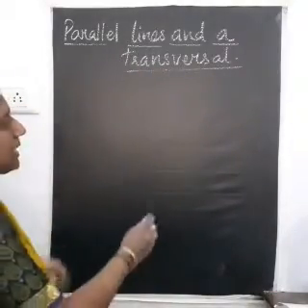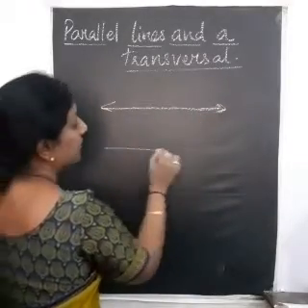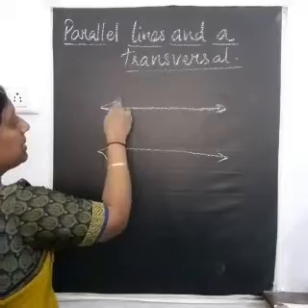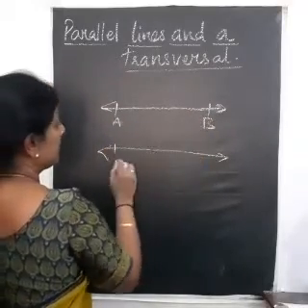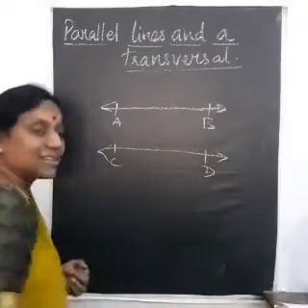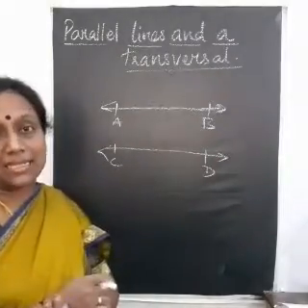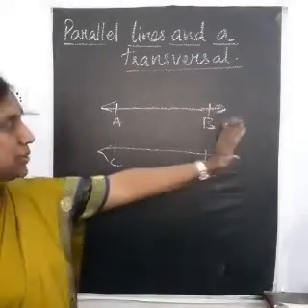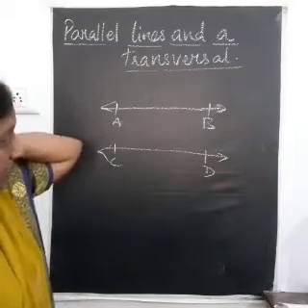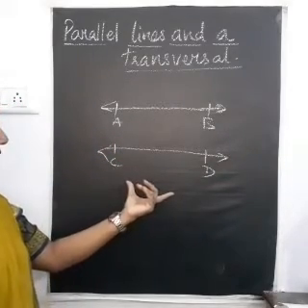Okay, now what are parallel lines? Parallel lines are lines which never meet. An example of this will be the railway track. The railway track is something where both the tracks never meet. So that is called parallel lines. However much you extend them, they will never meet. Now these two are parallel lines. AB and CD are parallel lines.